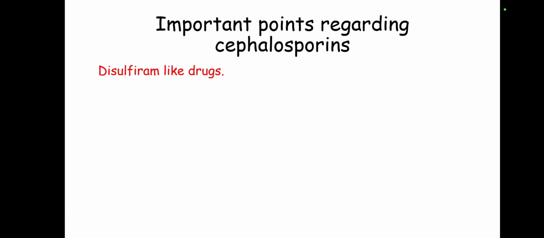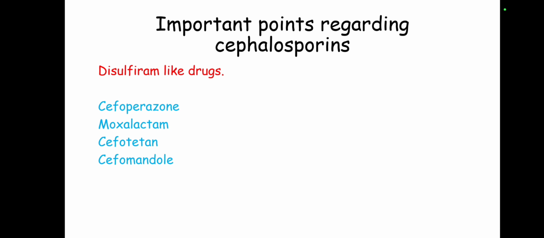Next thing is disulfiram like reactions. There are some drugs which, when given with alcohol, cause a reaction called disulfiram like reaction. So some cephalosporins can interact with alcohol, so they should be avoided in alcoholic patients, and whenever they are given to a person, the person is instructed not to consume alcohol. These cephalosporins include cefoperazone, moxalactam, cefotetan and cefamandole. Okay, so these four drugs have disulfiram like reaction, so they are contraindicated along with alcohol.